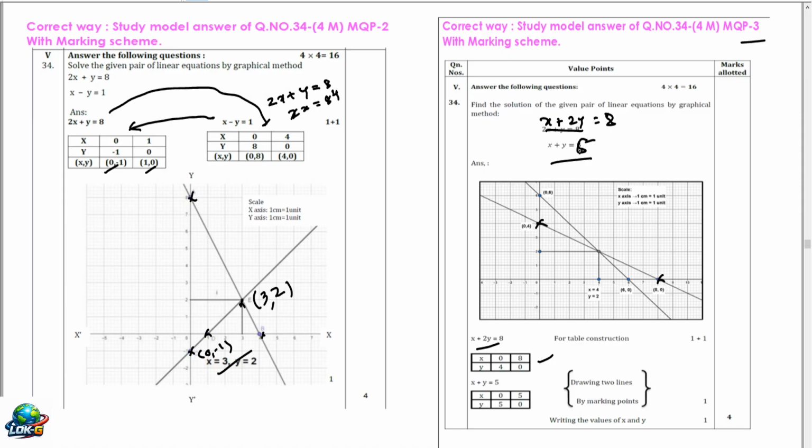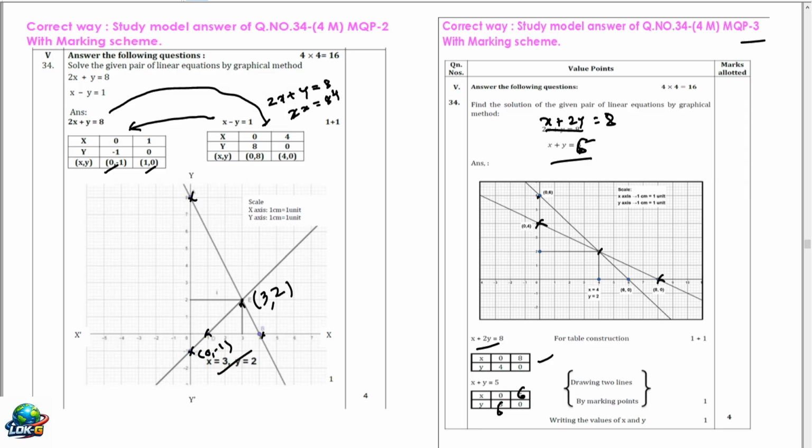Sorry, x plus y is equal to 6 it is. x plus y is equal to 6. When x is equal to 0, y is equal to 6. When y is equal to 0, x will be 6. You will get here 0, 6.